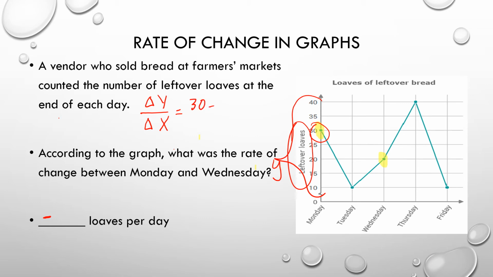Okay, so for Monday, that value was 30. And on Wednesday, that value was 20. So 30 minus 20 gives us 10. So that's our change in Y. And then find our change in our X. So our change in our X value, that's down here. This is our X. So we went from Monday to Wednesday. So again, we don't count Monday. So Tuesday, Wednesday, that is 2 days. So we have 10 over 2. And 10 divided by 2 gives us 5.